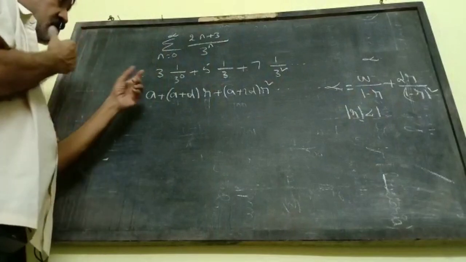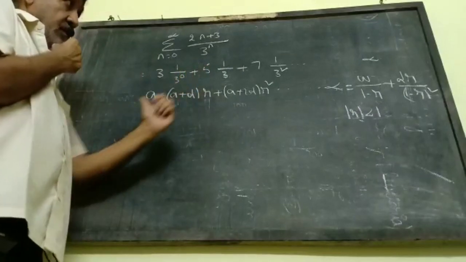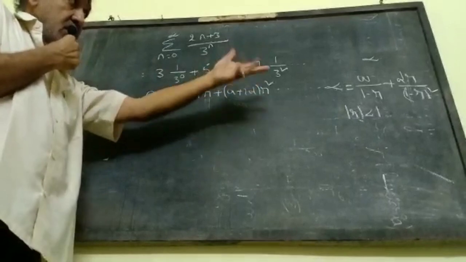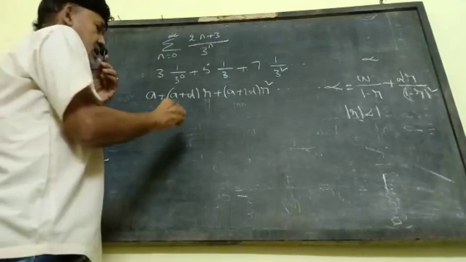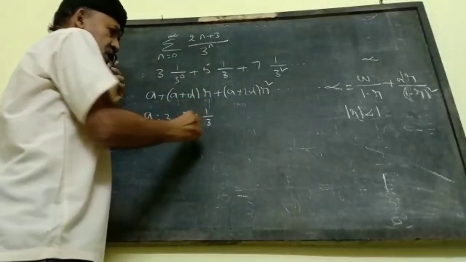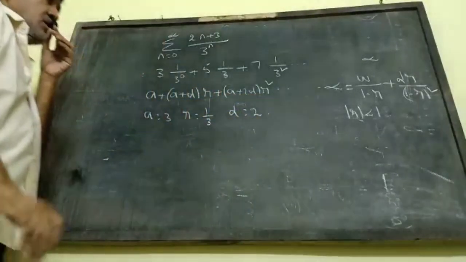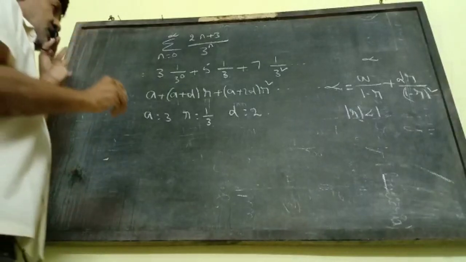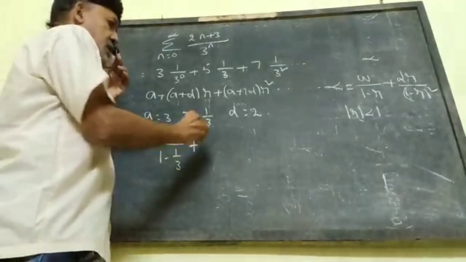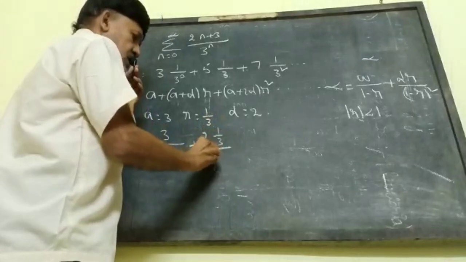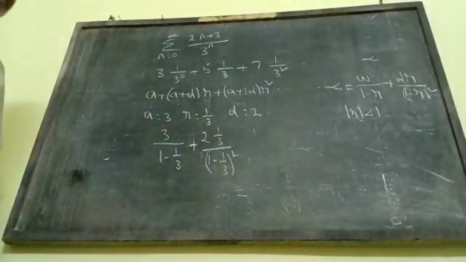When mod R is less than 1, we can apply that. Is it not like that? 3 into 1, A plus D into 1 by 3, A plus 2D into 1 by 3 whole square. So your A is equal to 3, R is equal to 1 by 3. Therefore, and what about D? D is equal to 2. So directly you can apply this. Then you are going to get 3 by 1 minus 1 by 3, plus 2 into 1 by 3 by 1 minus 1 by 3 whole square. Simplify this result. That's it.